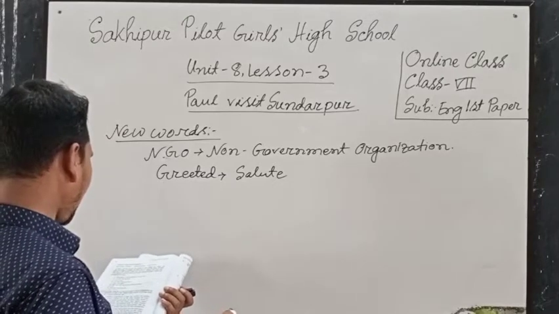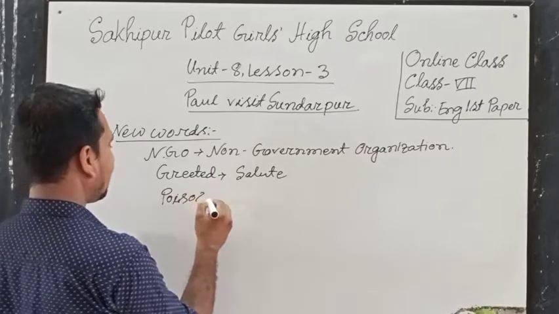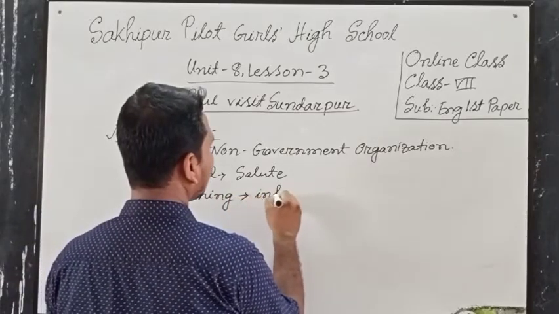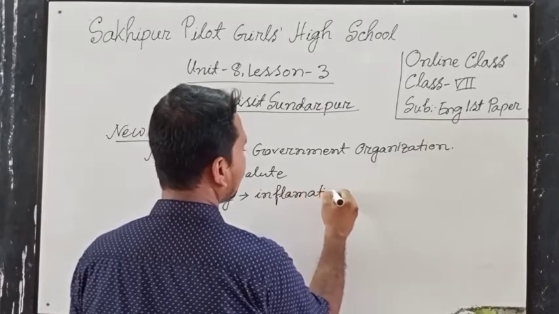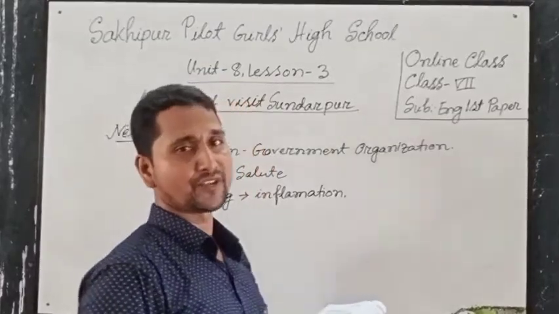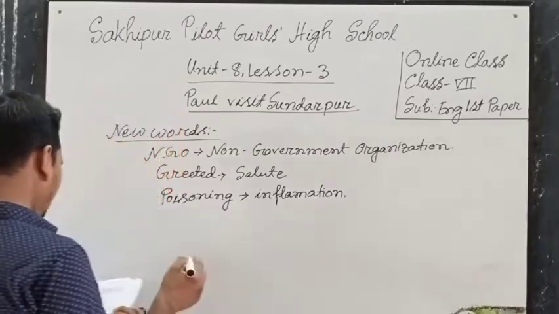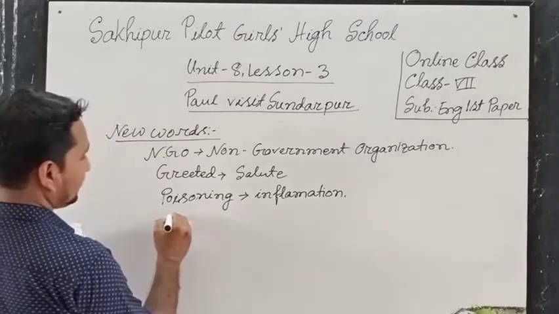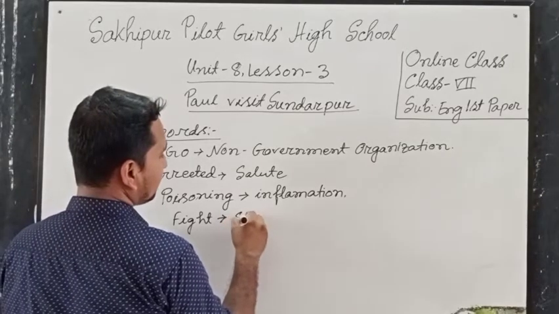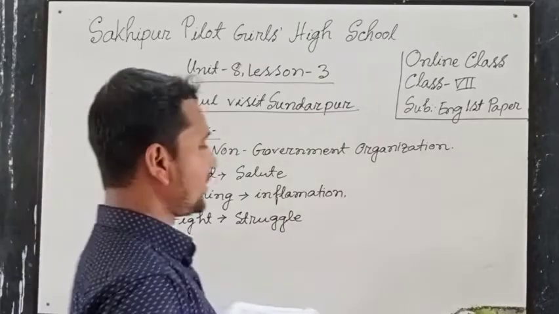We can find here also poisoning. Inflammation. Poisoning means to administer poison to a person or animal, either deliberately or accidentally. Fight means struggle. I think these are the new words, dear students.